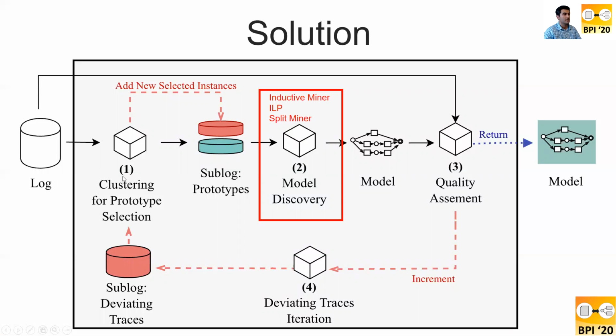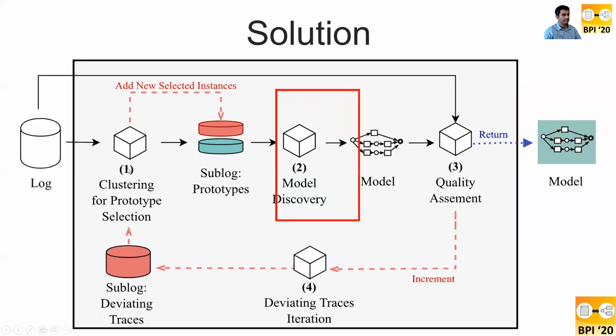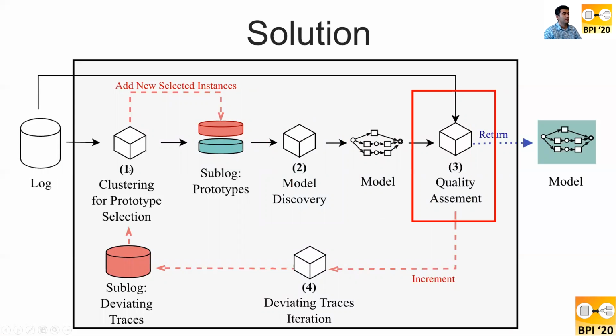Thereafter, we should analyze the quality of the discovered model, and for this purpose, we use the original event log and the discovered model. There are different measures that could be used in this regard. For example, fitness, precision, and F-measure, that is a combination of fitness and precision.